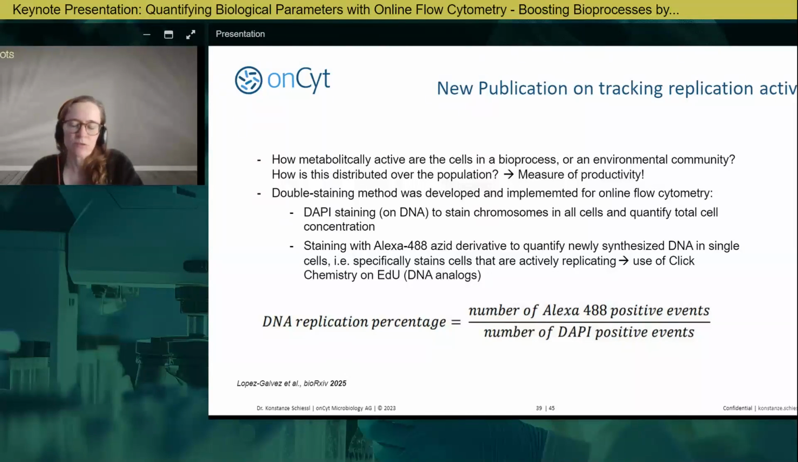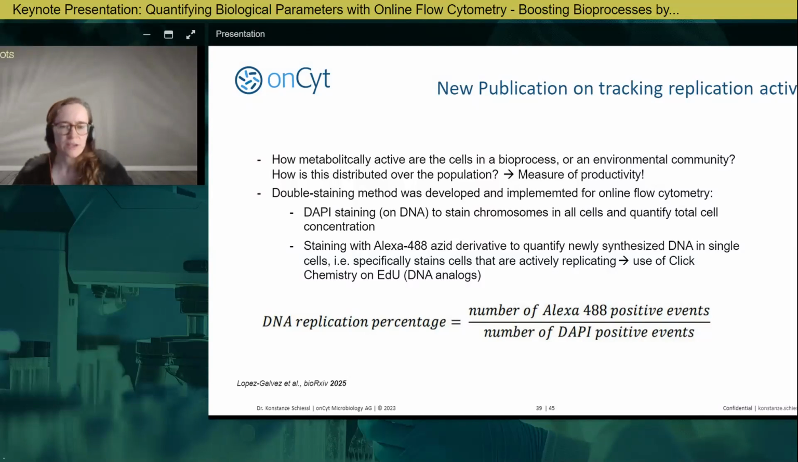So imagine you have your cell culture, and you want to understand if all cells are equally active, or if there are some that are in a resting state, because this can have effects on your efficiency or productivity. And for environmental microbiologists, this is also really interesting to understand who in a community really is active and is able to grow. And for this, we used a double staining method. One is, again, DAPI staining. This one will stain the DNA and will be used to quantify the total cells.